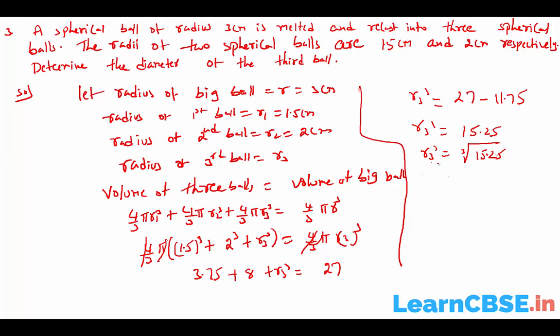So this will be the r3. First one, the radius of a solid iron sphere is 8 centimeters.